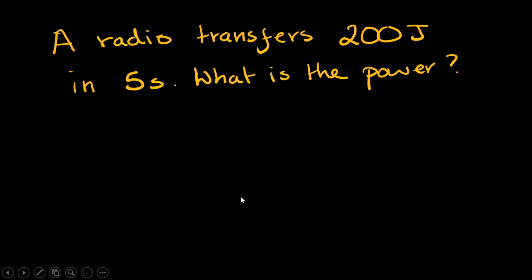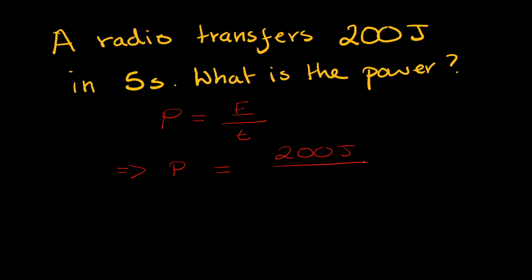Okay, so we have a different one. A radio transfers 200 joules in 5 seconds. What is the power? Again, we just write down our equation. You always write it down, always get in the habit. So power is energy over time. This time we have to work out power. It's actually an even easier question, we don't even have to rearrange. So 200 joules divided by 5 seconds. You can do it in your head: if it was divided by 10, 20, so it's 40 watts. But in exams, you always have a calculator anyway, okay?